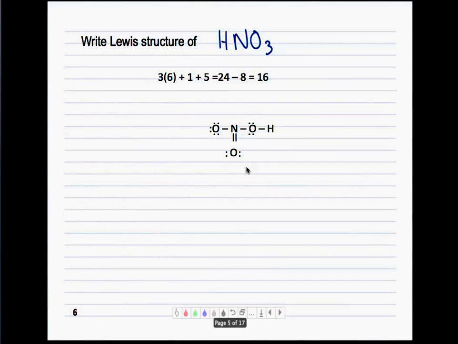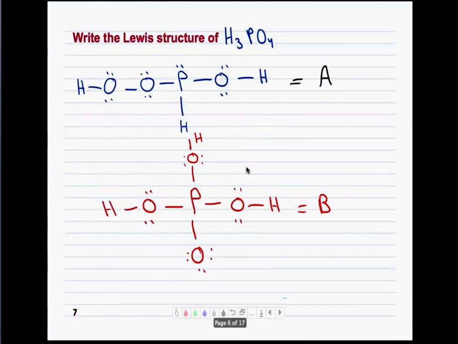Okay, so let's do an i-clicker. Write the Lewis structure of H3PO4. I gave you two structures to choose one of them. And I'm going to stop it at 120 so that you get the chance to really write the Lewis structure instead of just eliminating one choice over the other in this case.